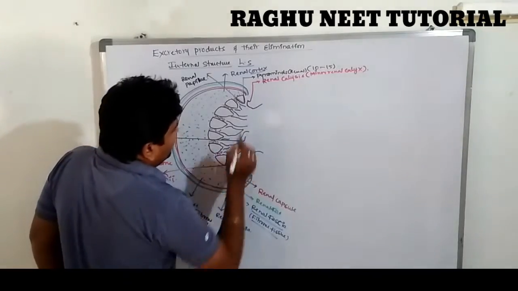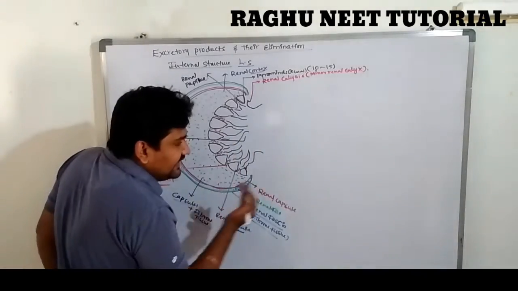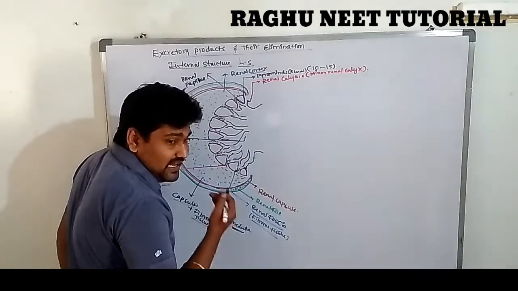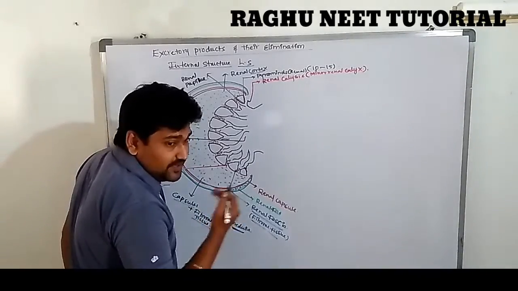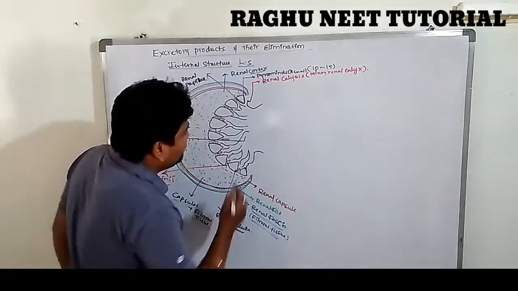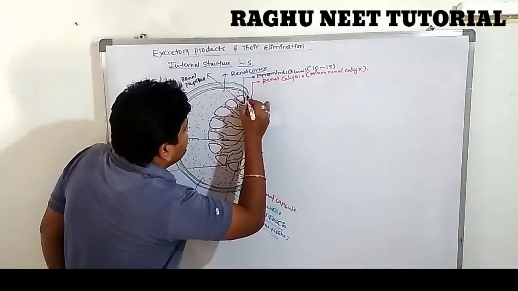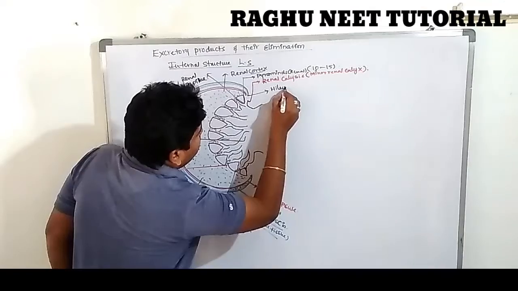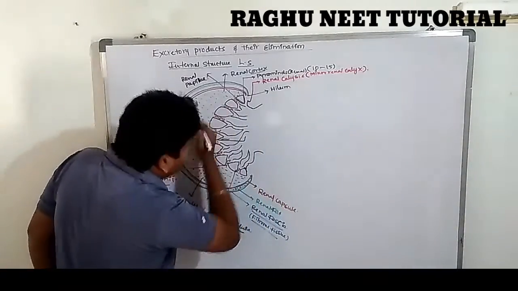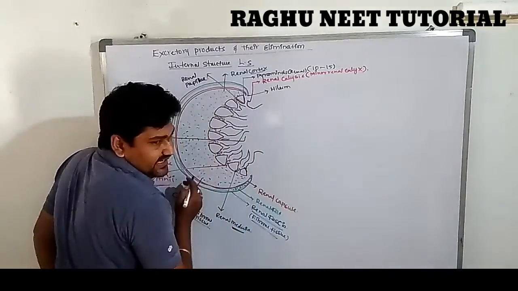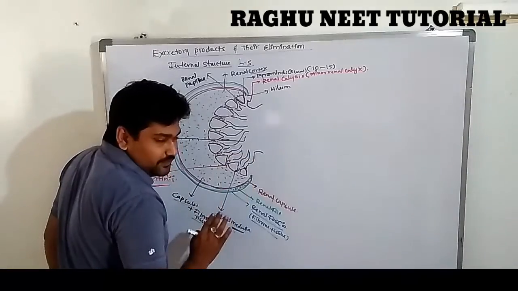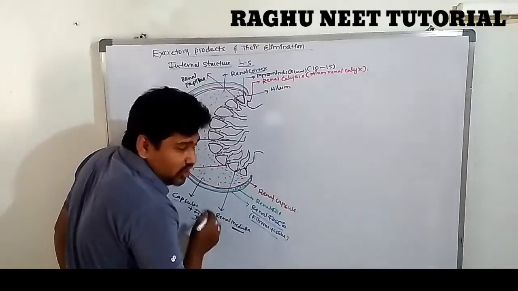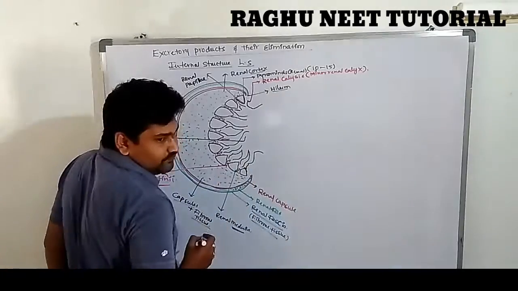So this is the major calyces. Next one, the inner surface of the kidney. The inner surface of the kidney has one large depression, a large notch. The large notch is called the hilum. What is the hilum? Note down, everyone: the inner surface of the kidney has a large depression or notch, and the large notch is called the hilum.